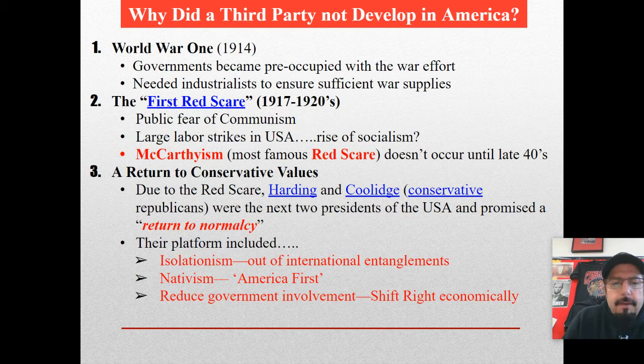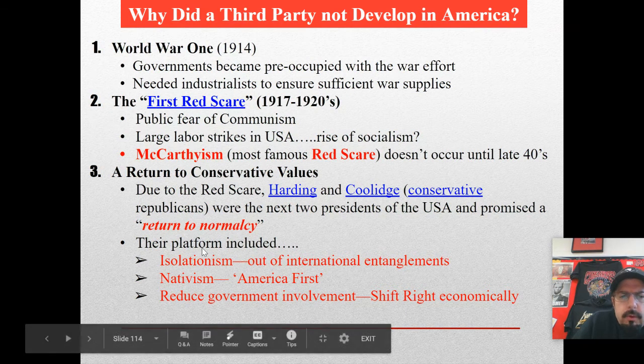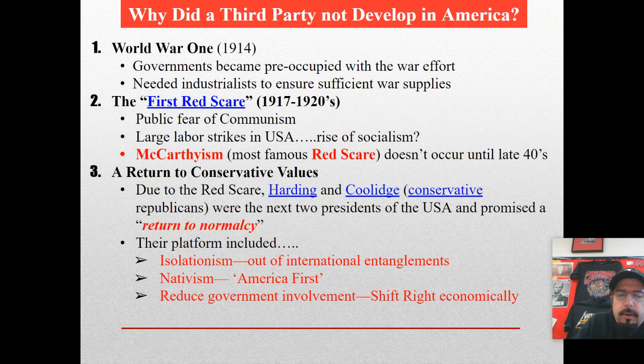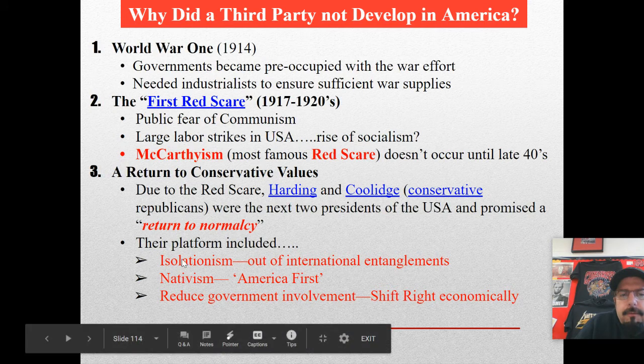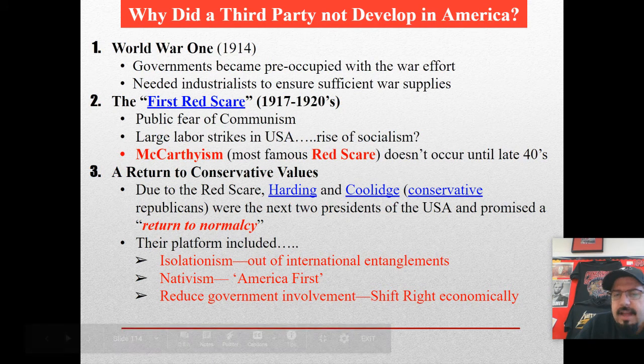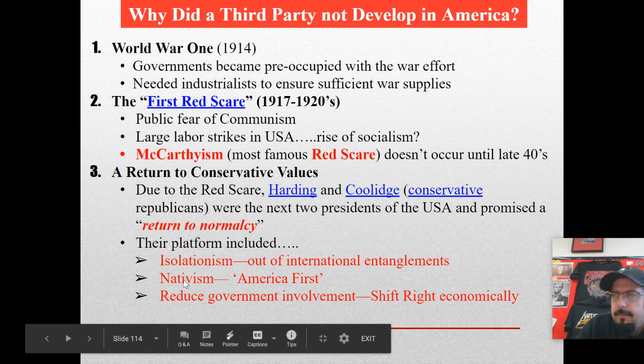Their platforms, going away from Woodrow Wilson, who was the president prior to and during World War One, were isolationism: get out of international entanglements, like get out of the League of Nations, or not even join the League of Nations. America first, let's protect our own, and reduce government involvement. So a lot of right shifting, so to speak.